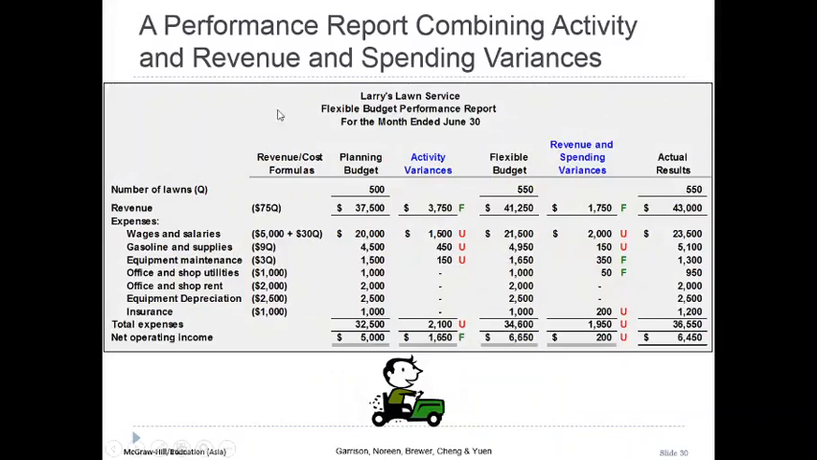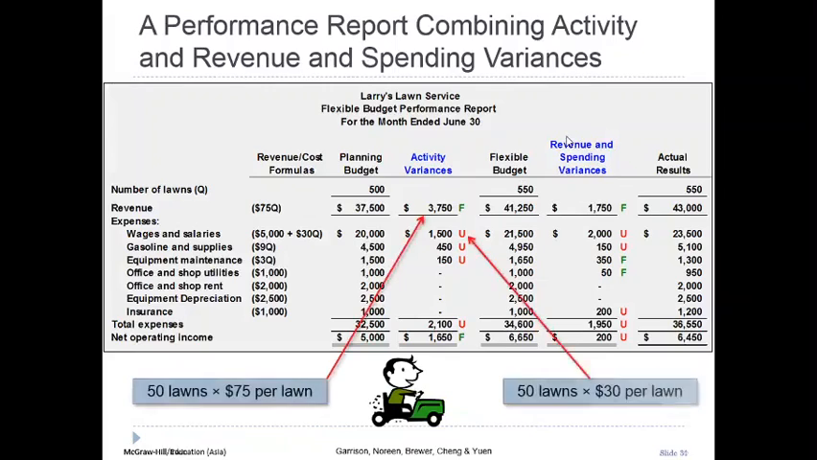Okay, so this is the performance report that we can combine all these three variances. What you have to do is, the first column would be the planning budget, and then the flexible budget will go in between, and the last one is the actual result. The difference between the planning budget and the flexible budget is the activity variance, and the difference between the flexible budget and the actual result will give us the revenue and spending variances.